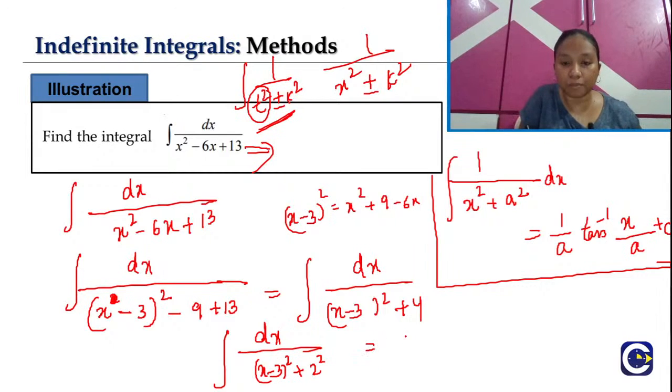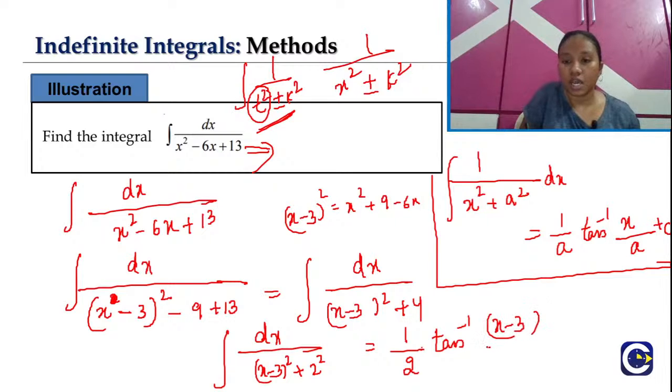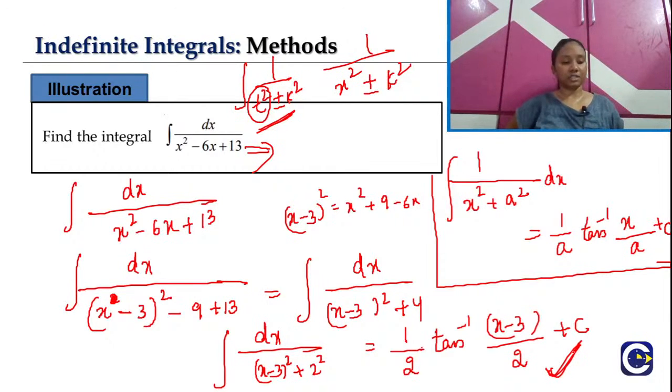So let's directly apply our formula. So 1 by a, that is 1 by 2 tan inverse x. In place of x, we are having x minus 3, and by a. So a is nothing but 2, plus constant c. So this will be our final answer here.